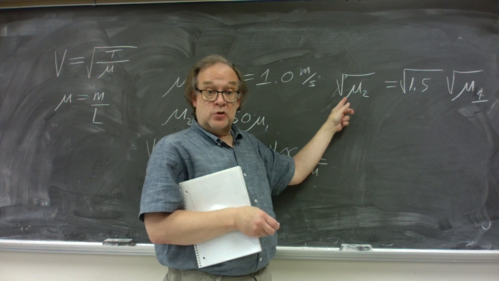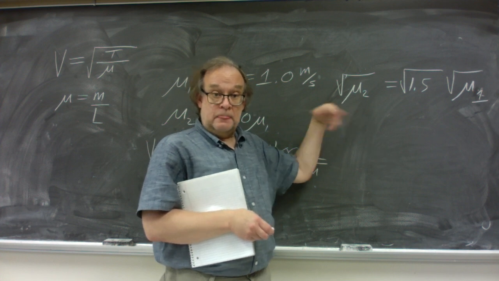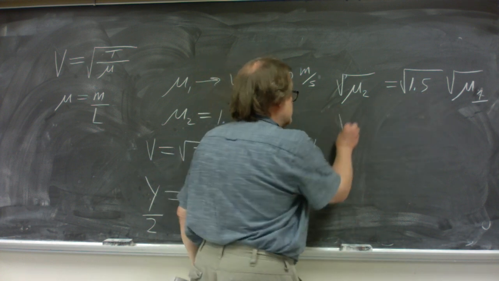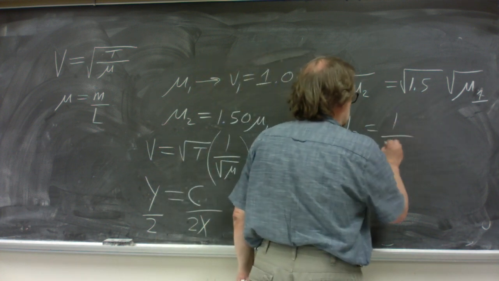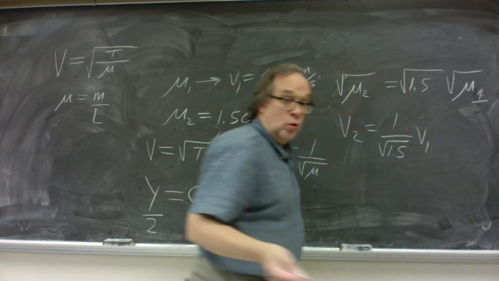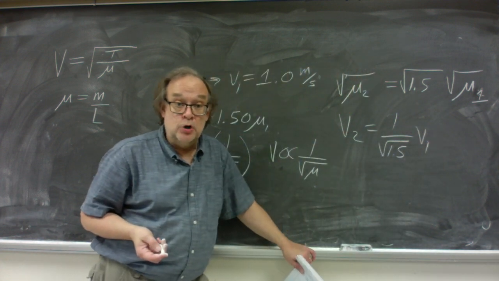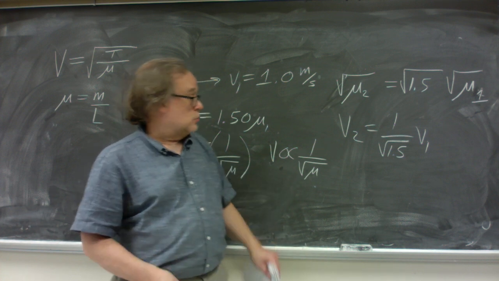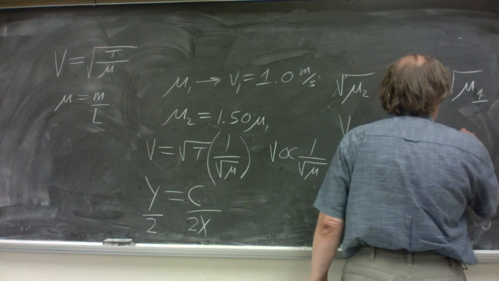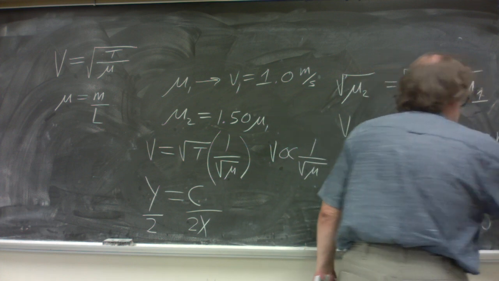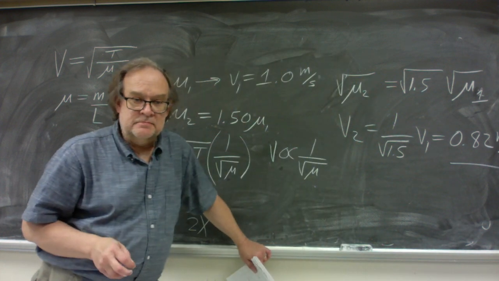So being inversely proportional to speed, speed will change by the inverse of that factor. New speed equals 1 over square root of 1.5 times old speed, which was just 1 meter per second. And when you do the numbers, you will come up with about 0.82 meters per second.